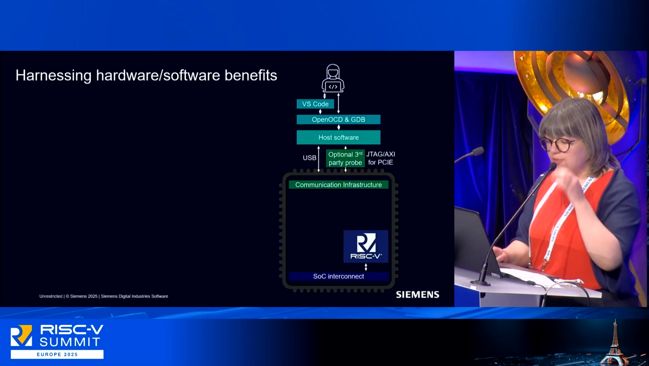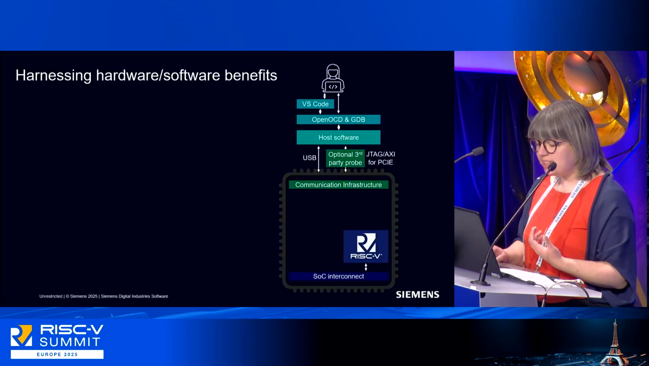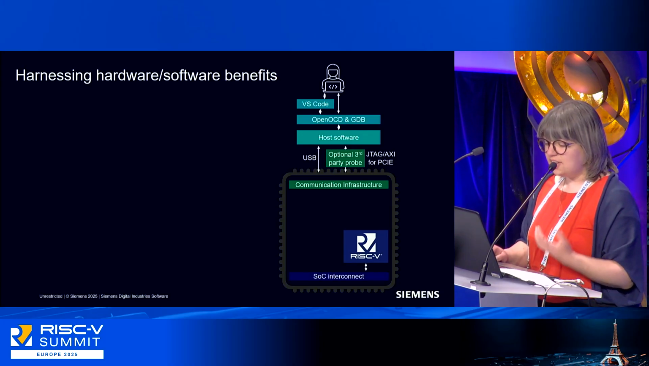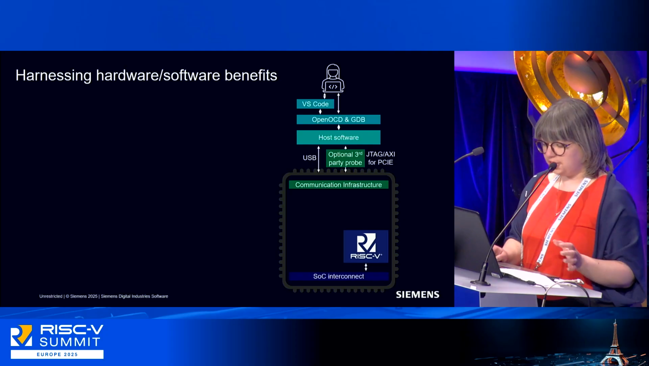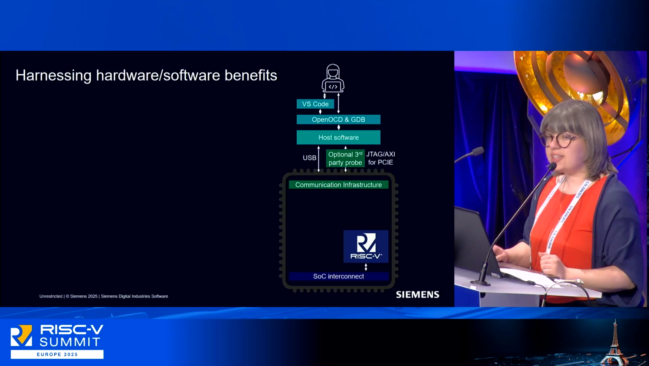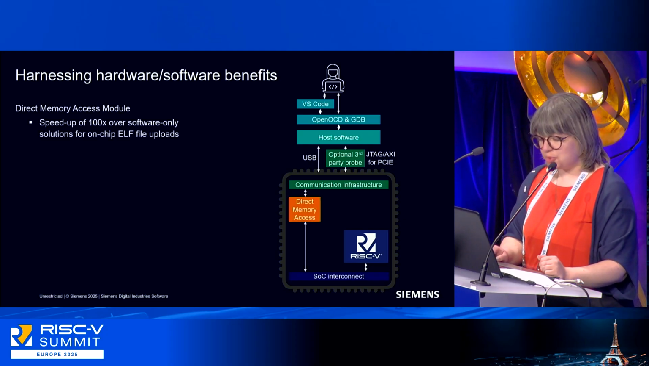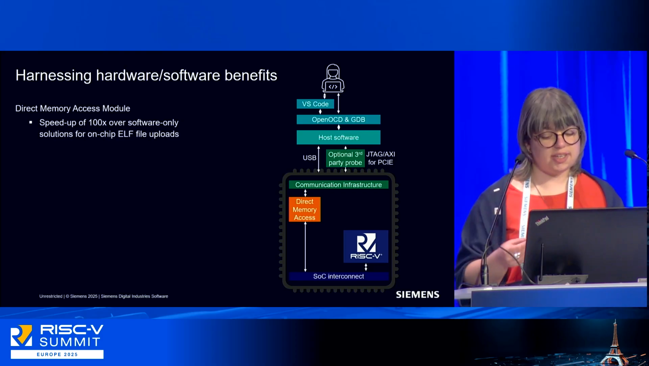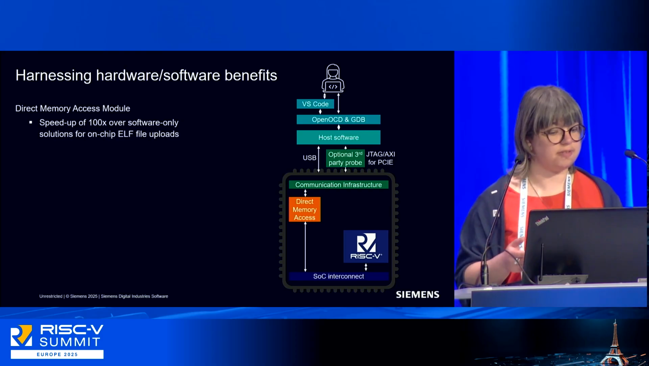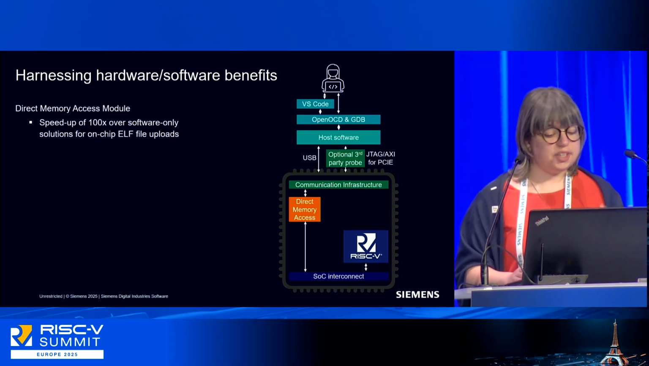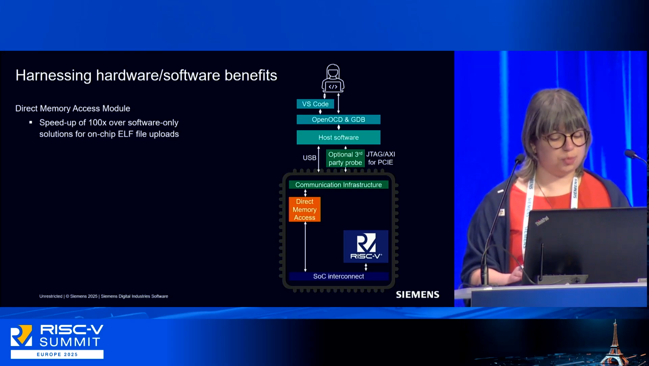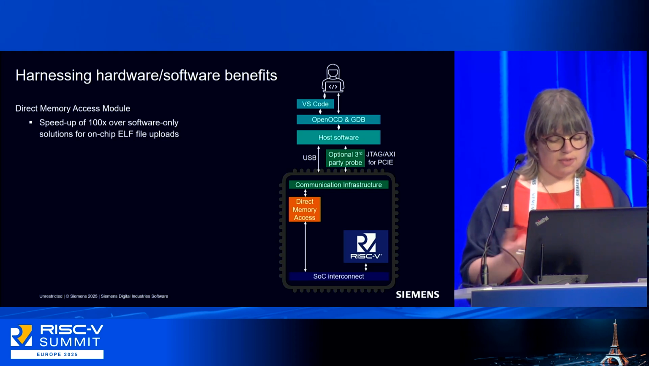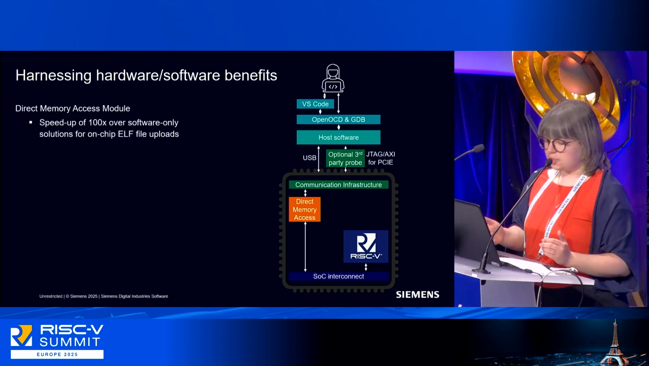In addition to offering different levels of debugging visibility, we also wanted to enhance the overall debugging experience through additional hardware-software features. One example of this is the Direct Memory Access module, which takes full advantage of the benefits of dedicated hardware to speed up ELF file uploads to RISC-V harts. Of course, GDB can be used to upload executable code to a RISC-V hart, but this is starting to not scale well for increasingly large and complex programs.